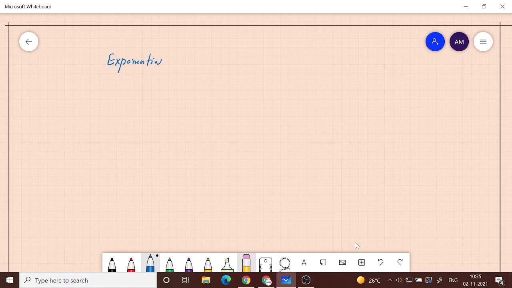Exponential Fourier series. Now, what's the difference between trigonometric Fourier series and exponential Fourier series? The set of functions that we consider in the orthogonal set, they are different.